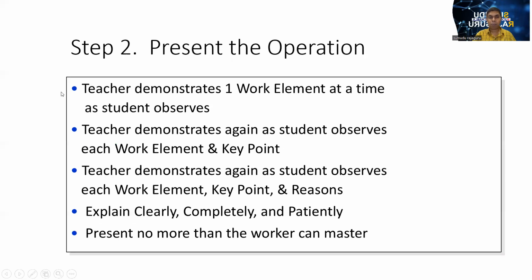After completing step 1, we move to step 2. The teacher demonstrates one work element at a time as the student observes. The teacher demonstrates again as the student observes each work element and key point. The first time we tell only the work element. The second time we tell the work element as well as the key point. Then the third time, the teacher demonstrates again as the student observes the work element, key point, and reason for key point.